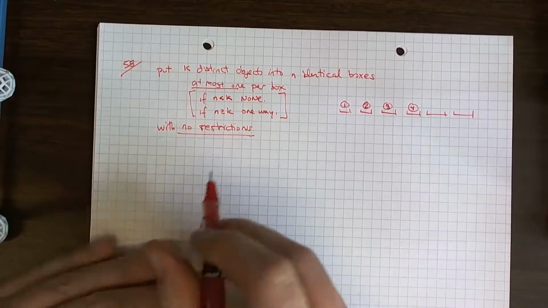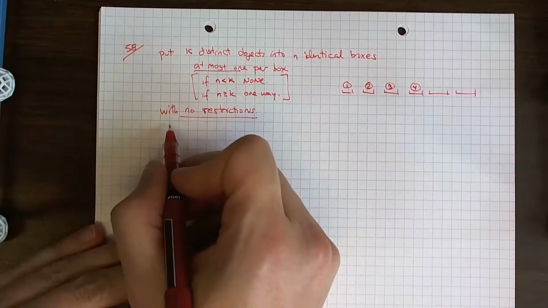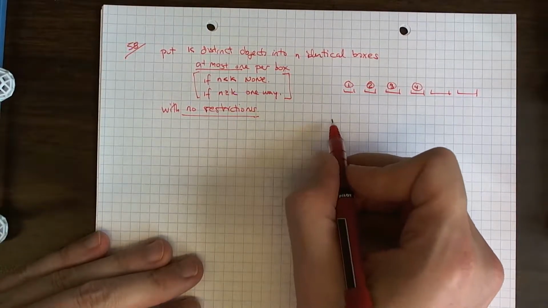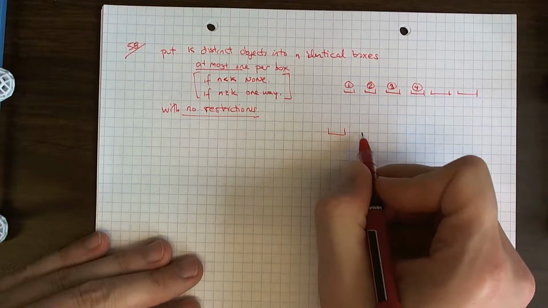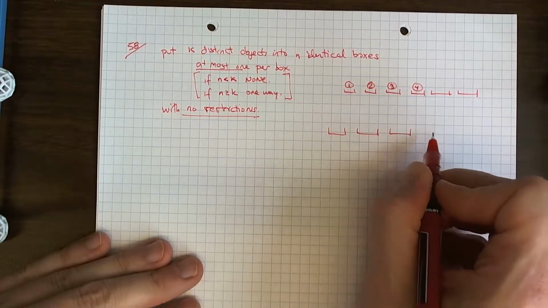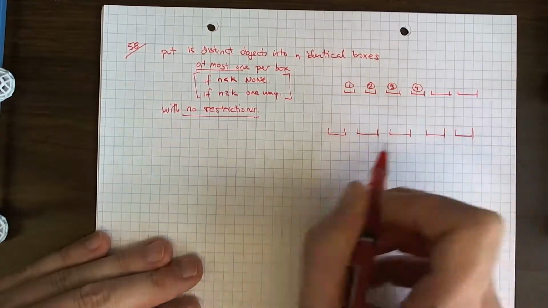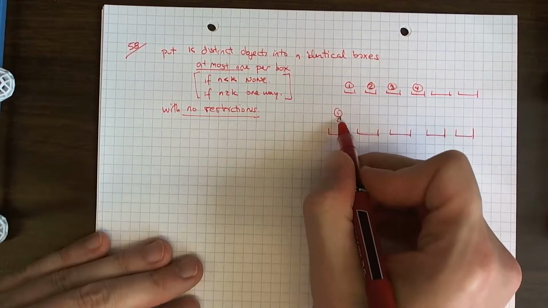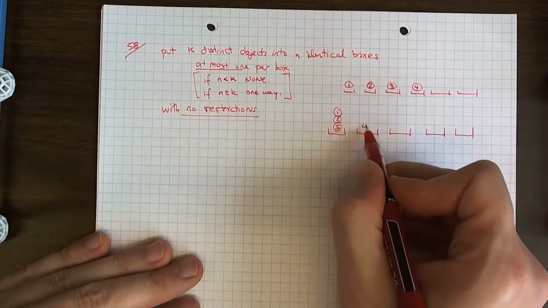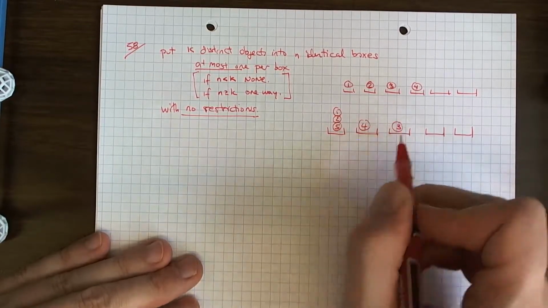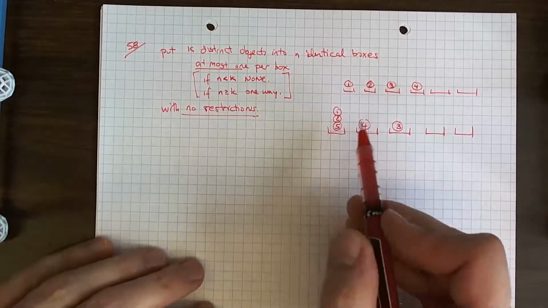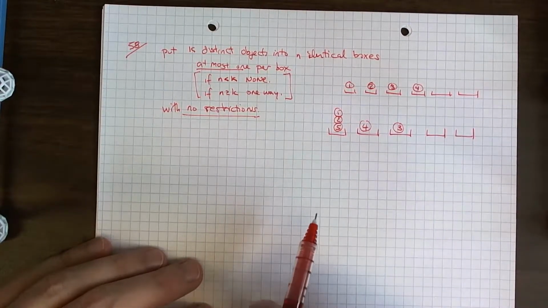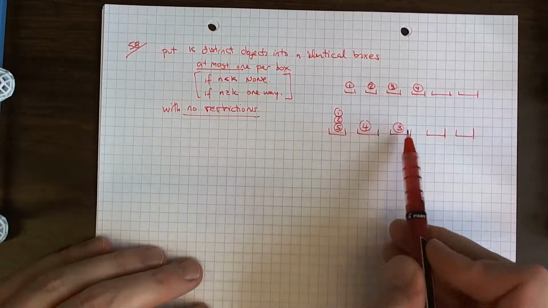Okay, so this is a little tricky. With no restrictions, that's saying we're allowed to put as many balls as we want in any bin. So let's say we have balls 1 to 5. We could put ball 1, 2, and 5 in this bin. We could put 4 here and 3 here. We could have also put 1 and 2, and then 3 and 4 together, and 5. But we could have also done 1, 2, 3, 4, 5.